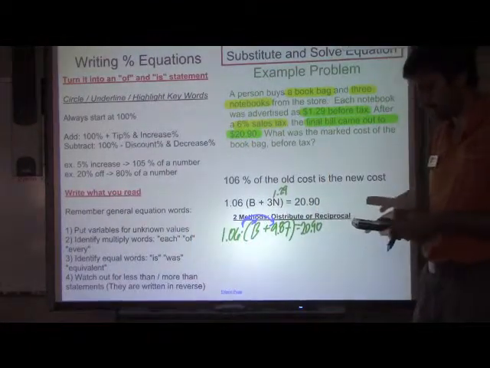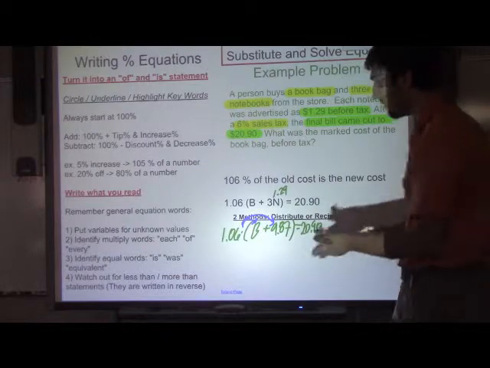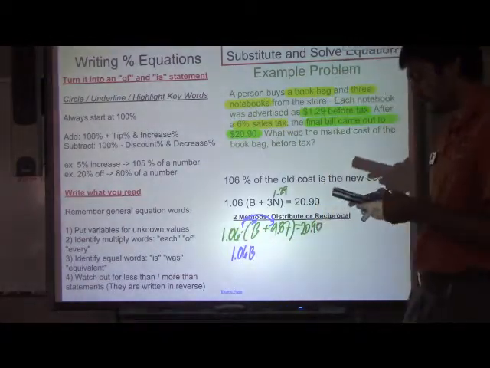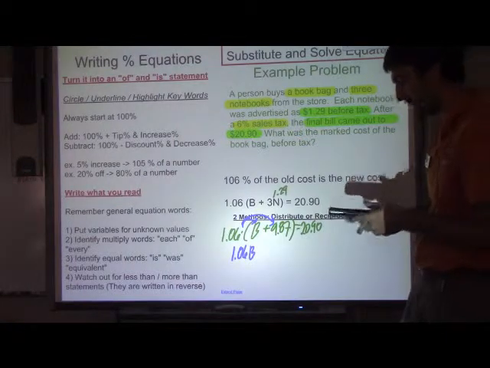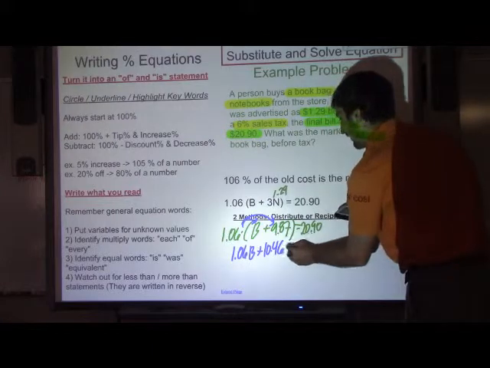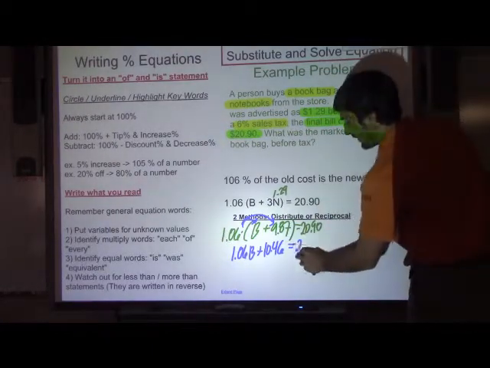So we multiply the numbers. You got 1.06 times B, which is 1.06B. Then you do 1.06 times 9.87, that's plus 10.46. Round to the nearest penny because we're dealing with money. And then equals $20.90.